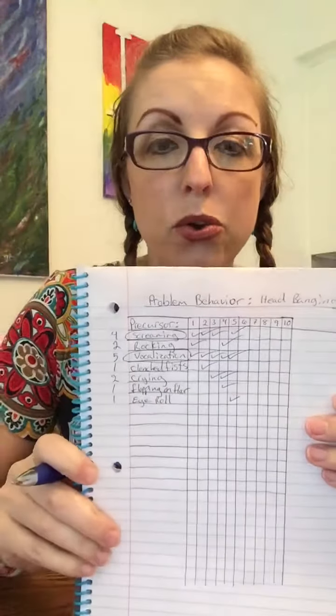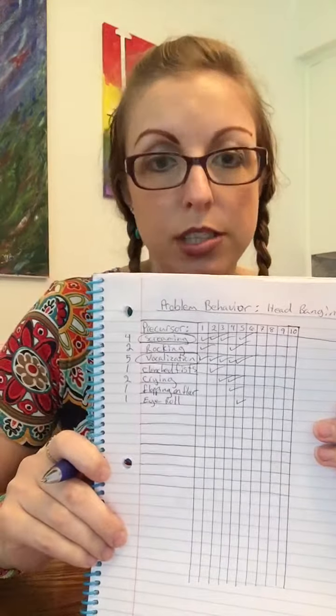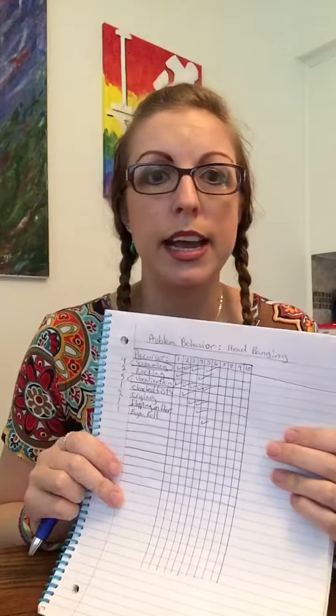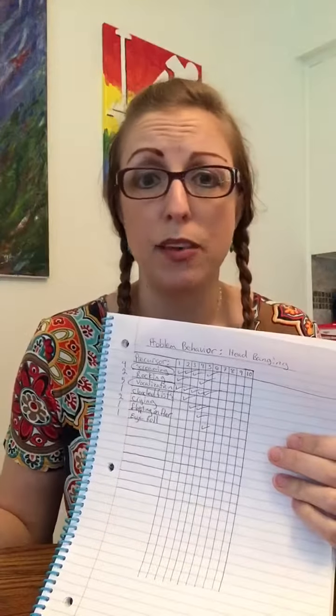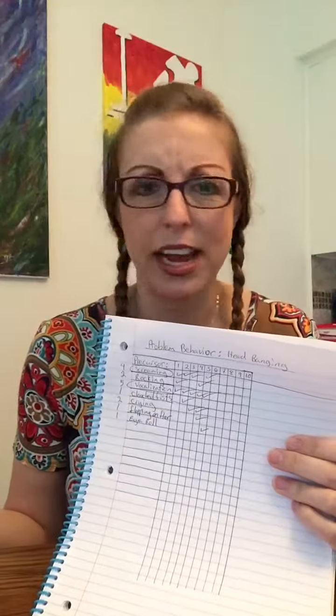So clearly, I have 4 instances of screaming. I have 5 instances of vocalizations. So those are my 2 precursors that are going to happen consistently prior to the headbanging in this case. And again, you can do it for if it's another kind of self-injurious behavior like biting, scratching, hair pulling, any of that kind of stuff.